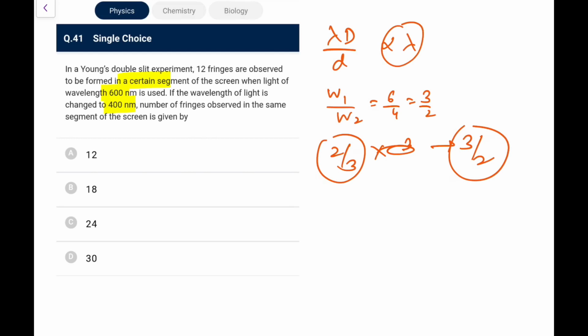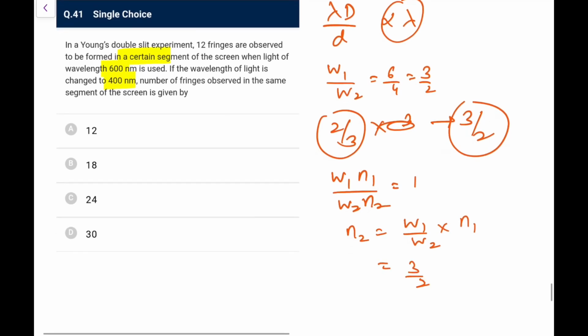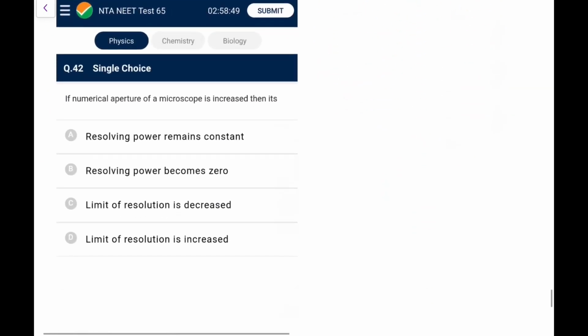So 3 by 2 of 12 would be that. Let's say you can write W1 N1 is W2 N2, that was what I was saying, and that should be the same. So in the second case, N2 would be W1 by W2 into N1. If you do that, W1 by W2 was 3 by 2, and N1 was 12, that comes out as 18 fringes that will now be seen in the same region. Okay, so you must have done such questions.